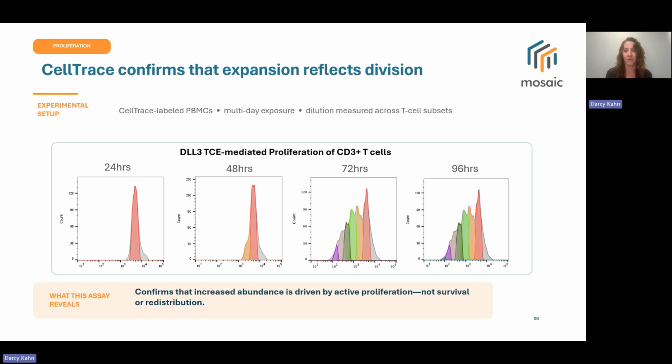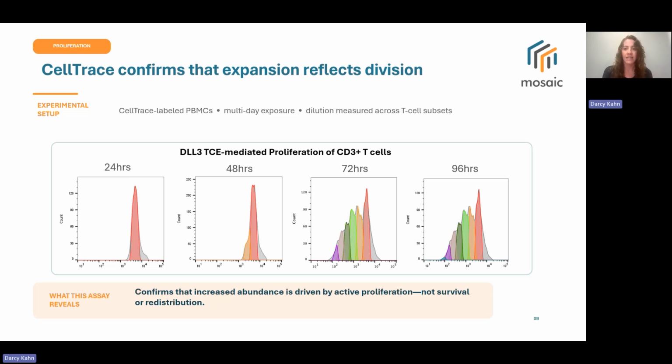So what we do here is we label PBMCs with a proliferation dye before co-culture, and then we can track dilution across the T cell subsets over multiple time points, because the signal of that dye decreases with every proliferation event. So really useful tool for looking at proliferation by flow cytometry.